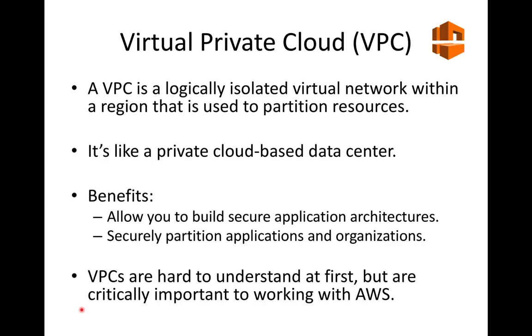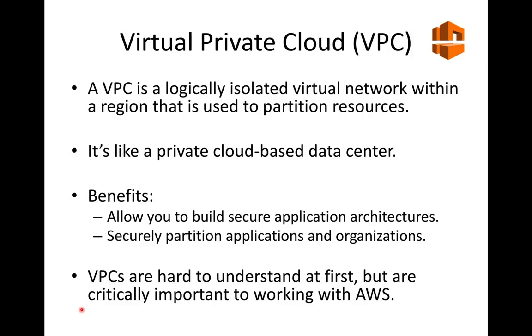In this part of the lecture, we're going to begin to talk about virtual private clouds or VPCs. A VPC is basically a logically isolated virtual network that exists within a region in AWS. And we can use this isolated virtual network to partition our resources. Essentially, a VPC is like having your own private data center. And it's like a private data center in the cloud that you completely control.